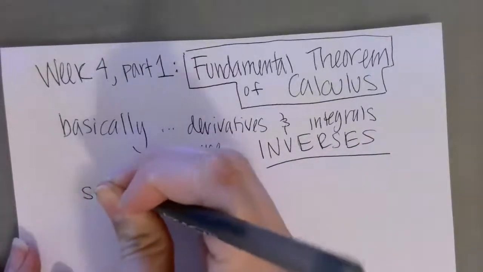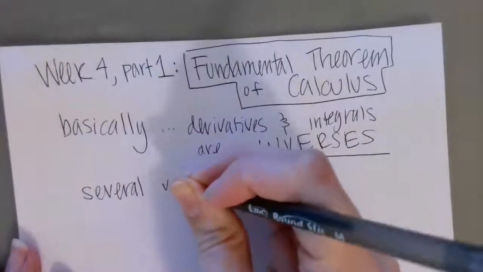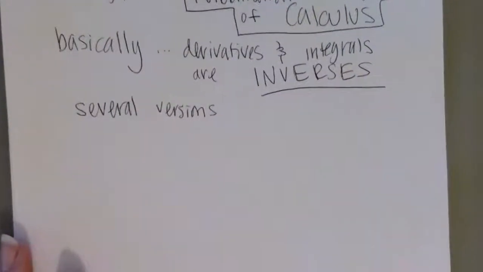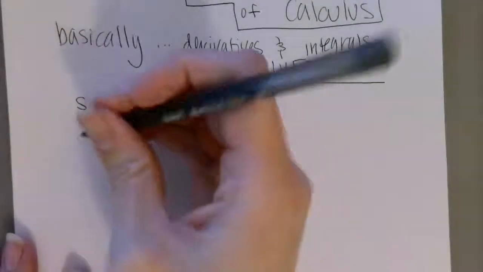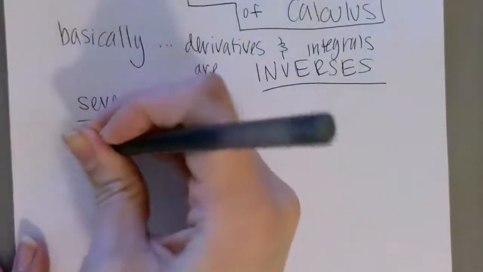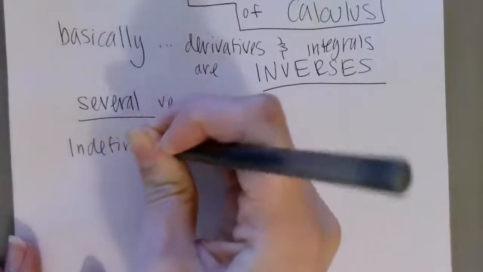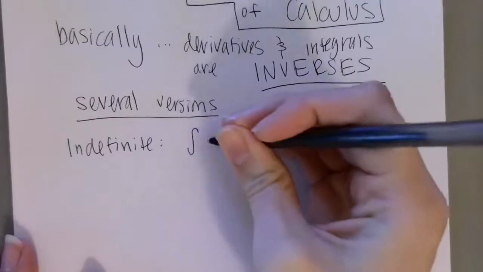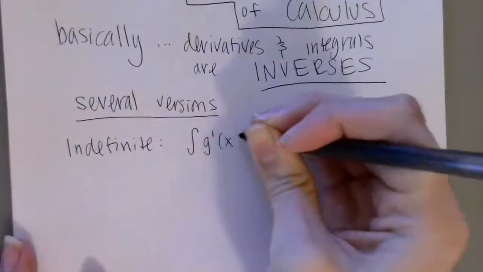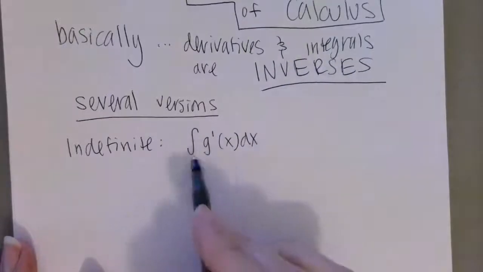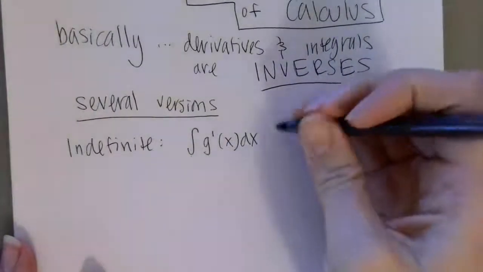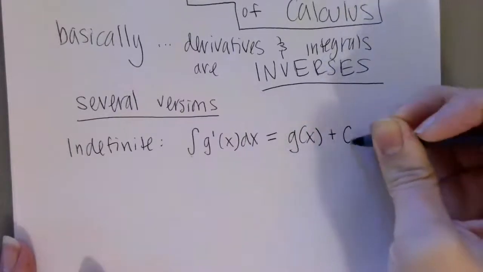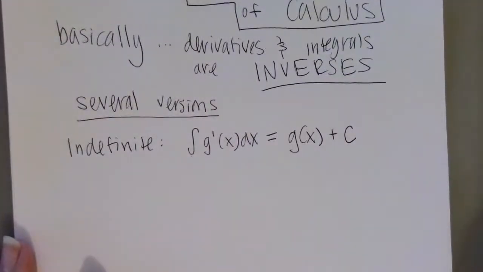There are several versions of the FTC, or the fundamental theorem of calculus. There is a version for indefinite integrals. Indefinite, remember, meaning that there are no bounds. So if I have the integral of g prime of x dx, well, the integral of g prime, those two undo each other. This is simply g of x, but it's indefinite, so plus c, a constant of integration.